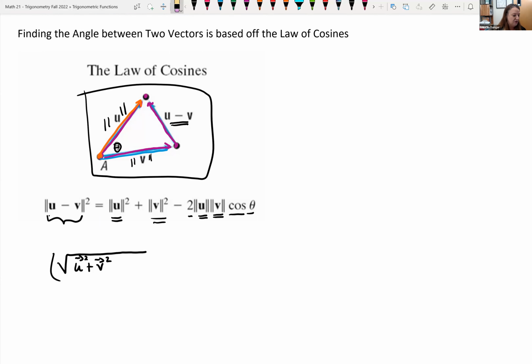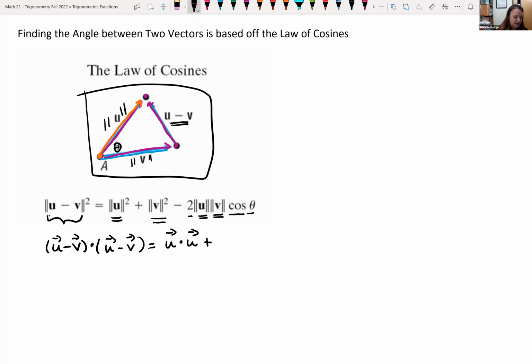Okay, so actually, well, let's go back. I think that what we're gonna do instead, I had kind of emphasized it before, that if we had the magnitude quantity squared, that's the same thing as taking the dot product. So this is the same thing as the vector U minus the vector V dot the vector U minus the vector V, is equal to the magnitude of U quantity squared. We showed that that was the same thing as the vector U dot vector U, plus the magnitude of V quantity squared is V dot V, minus 2.